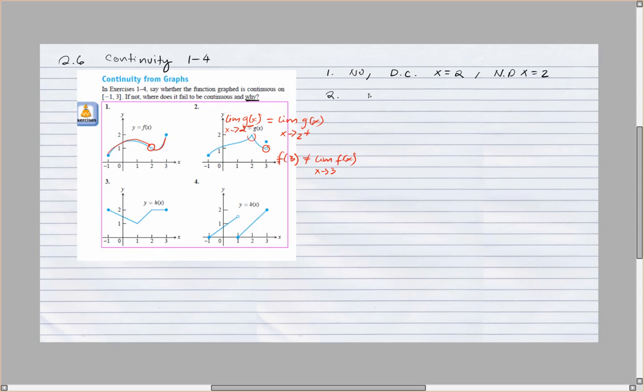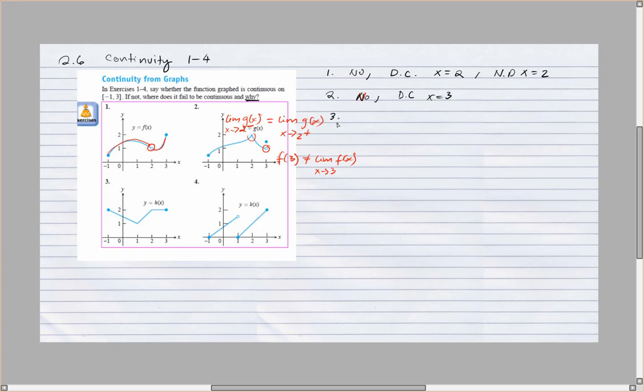So no, again. No, because it's discontinuous at x is equal to 3.